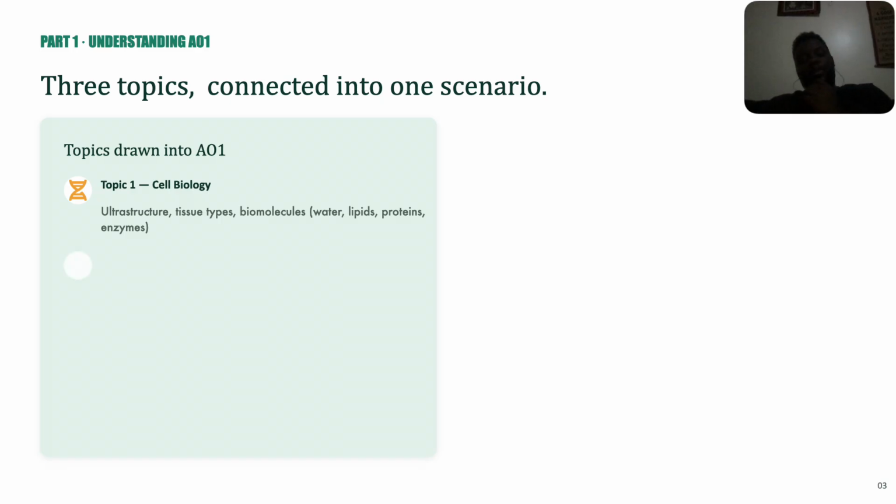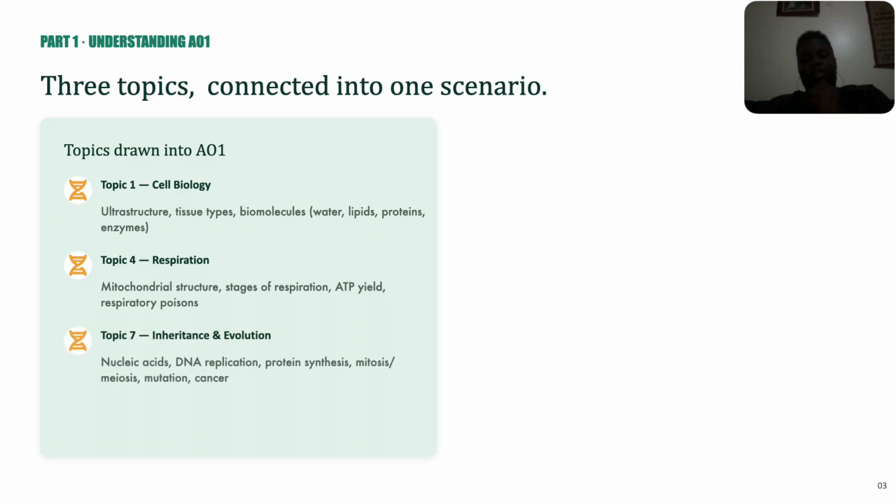The second topic is respiration. We are going to talk about the mitochondrial structure, the stages of respiration, ATP yield, respiratory poisons, and so on and so forth. And then the third topic is inheritance and evolution. Under inheritance and evolution, we know that that's a very big topic. And because it's a big topic, it's going to show up in 2 assessment objectives, assessment objective 1 and assessment objective 4. Now, in this video, we are only talking about assessment objective 1.